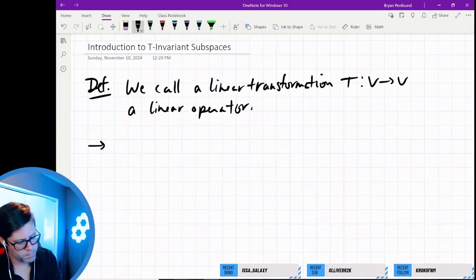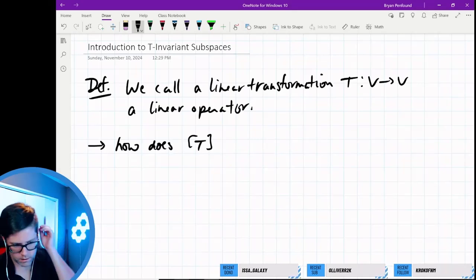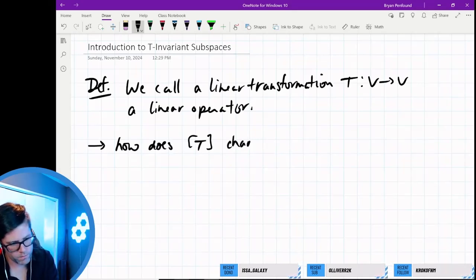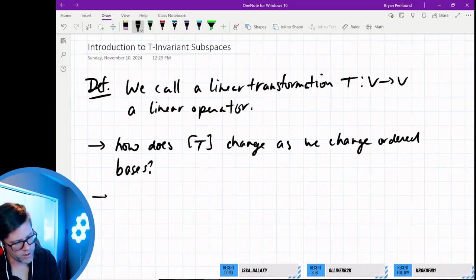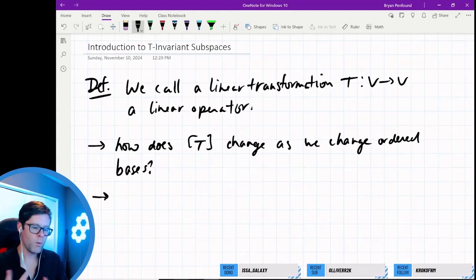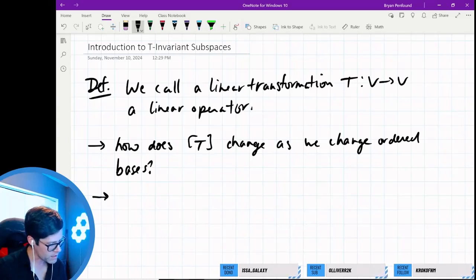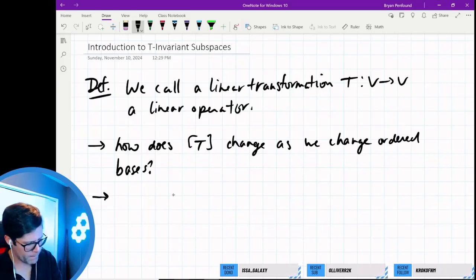So how does the matrix that represents our linear operator change as we change ordered bases? I think that's an interesting question to ask. So for two different ordered bases, what's the relationship between those two matrices that represent T? And then the other thing that is kind of interesting is, are there any invariant subspaces?